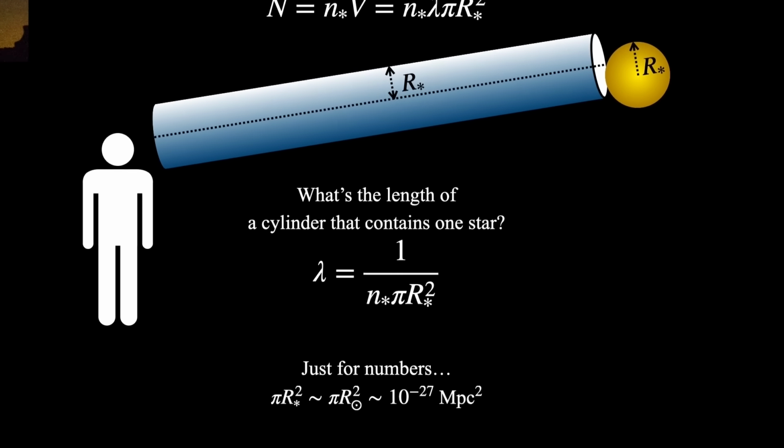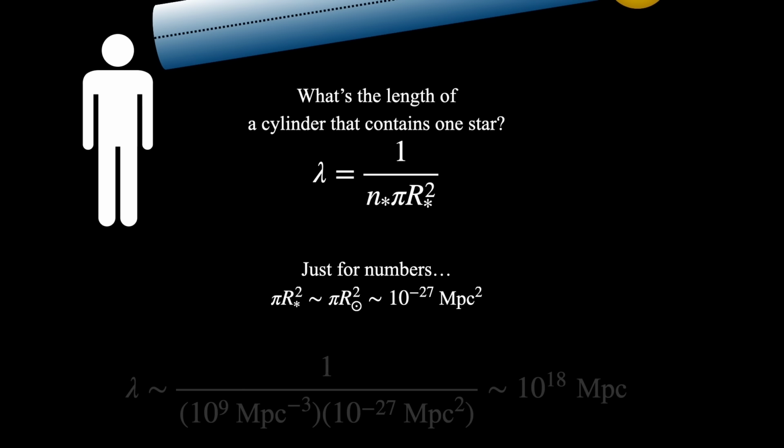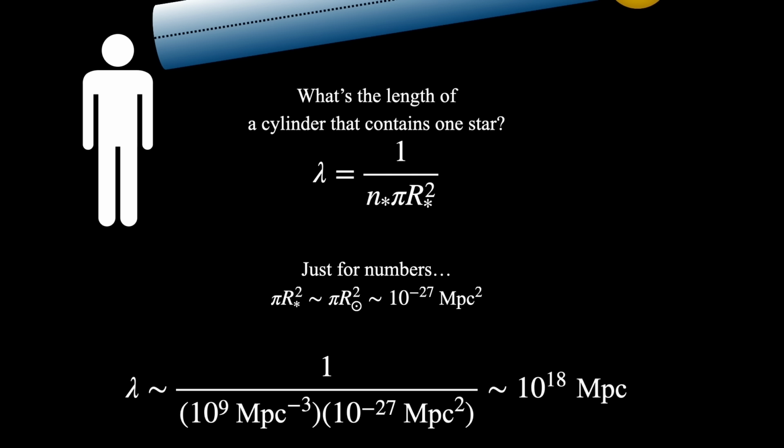Again, we're going to use n star equal to 10 to the ninth stars per cubic megaparsec, and pi r sub star squared is approximately pi r sub sun squared, which in units of megaparsecs is about 10 to the minus 27th square megaparsecs. So it's a really tiny fraction of a megaparsec. So lambda, when we plug these numbers in, is 1 over those two numbers combined, and that gives us 10 to the 18th megaparsecs.